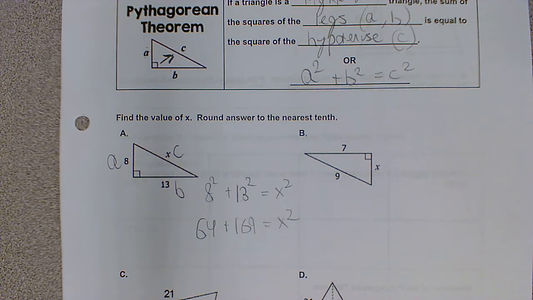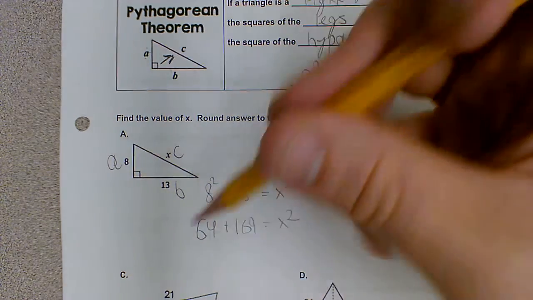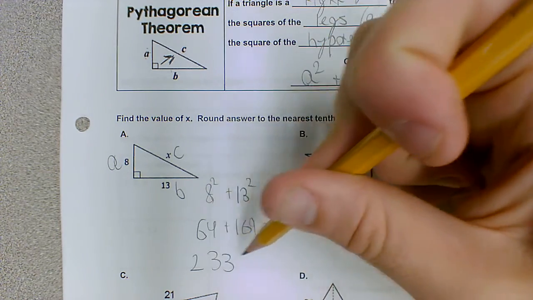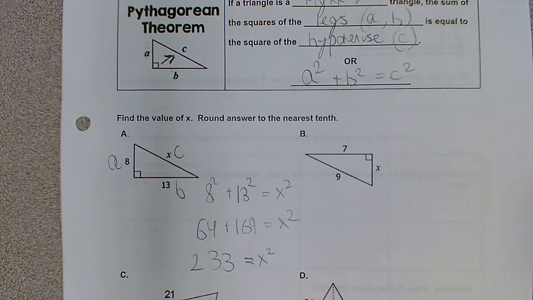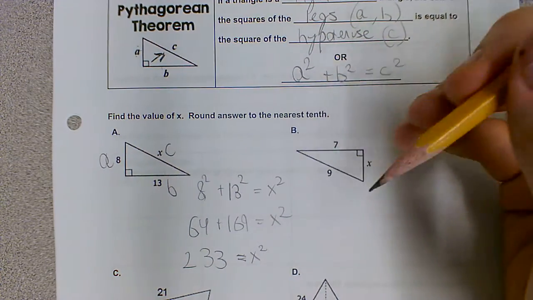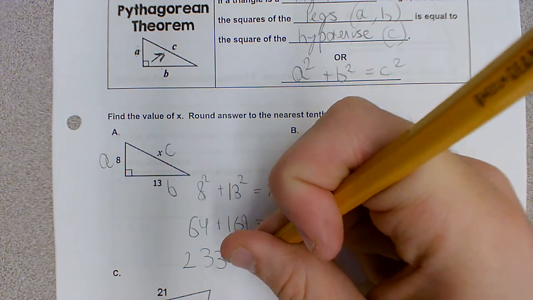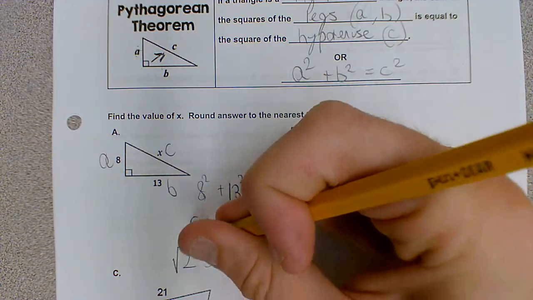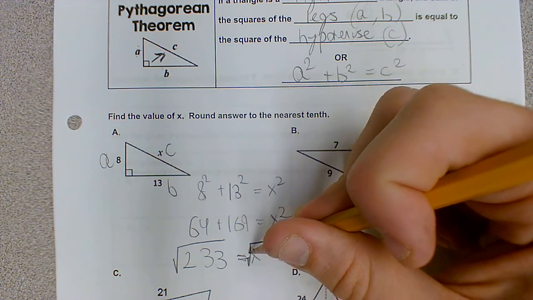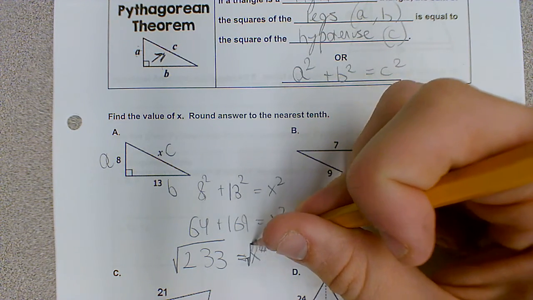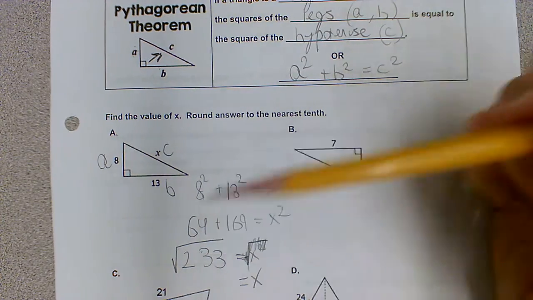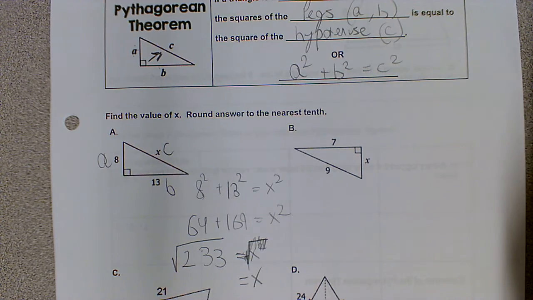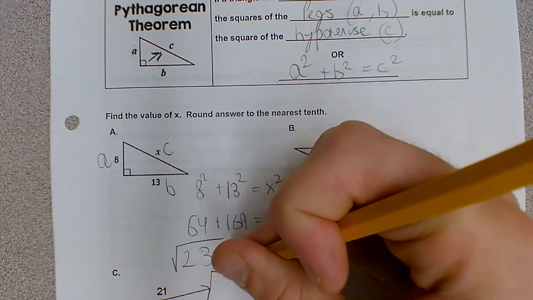I'm going to add these two together. That's going to give us 233. And I don't really care what my specific number is. I just want whatever the sum of those is equal to. Because ultimately what I'm going to do is take a square root of both sides. I'm doing this to get rid of my square. The square root and the square cancel each other out, leaving me with just an x on my right. On the left, I have no idea what the root of 233 is, so I'm just going to leave it as the square root of 233.